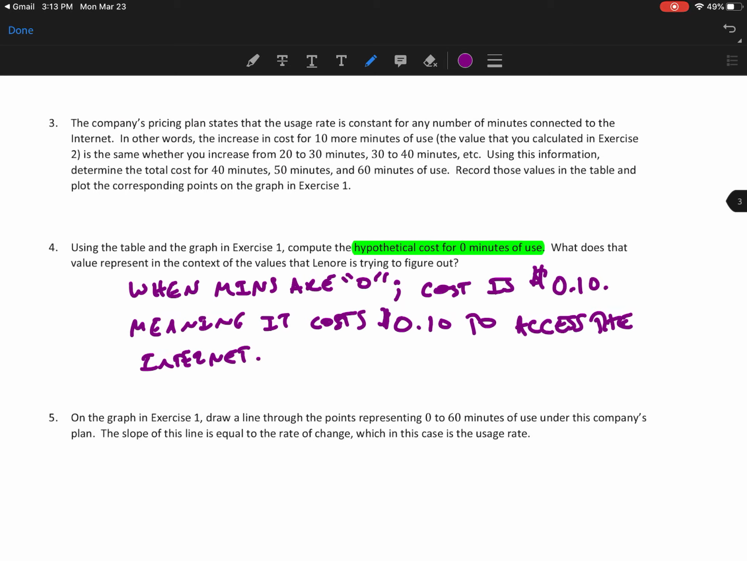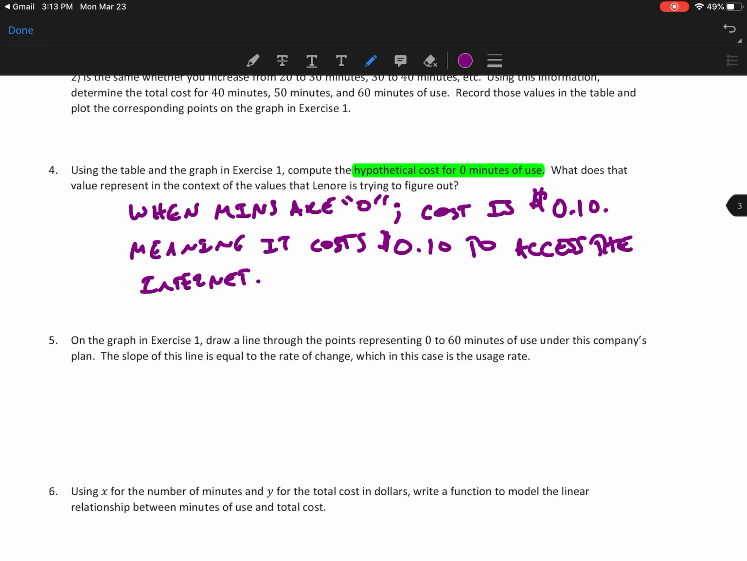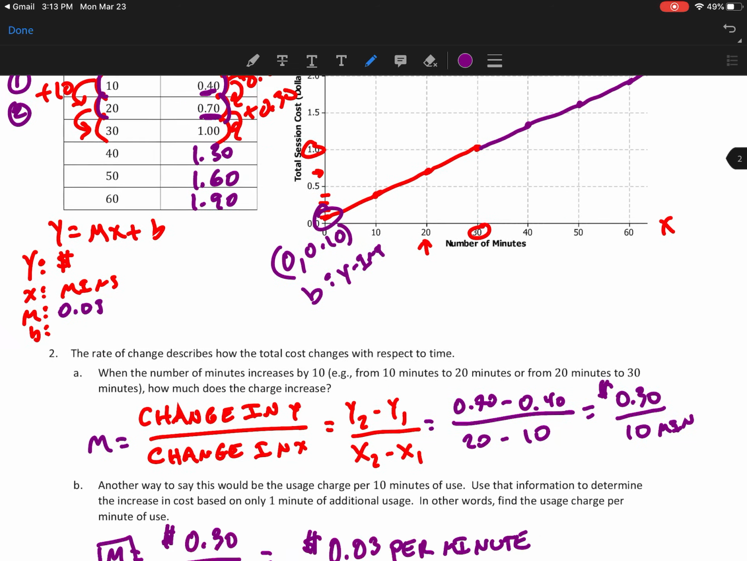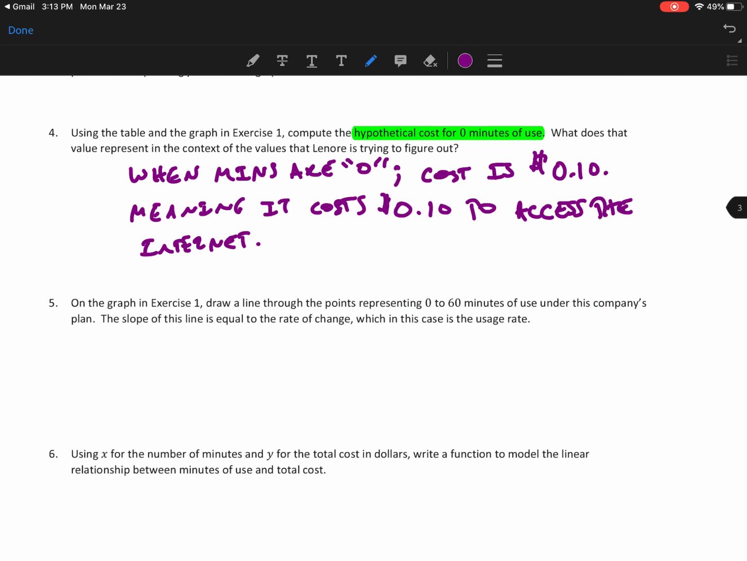Okay, so number 5, on the graph in exercise 1, draw a line through the points representing 0 to 60 minutes of use under this company's plan, which we've already done. The slope of the line is equal to the rate of change, which in this case is the usage rate. Okay, so if we go back and look at it, yeah, we have a nice sloped line from 0 to 60, and right here is 0, 10 cents. And that is what? B. That is our y-intercept. That is that initial fee for accessing the internet, okay?